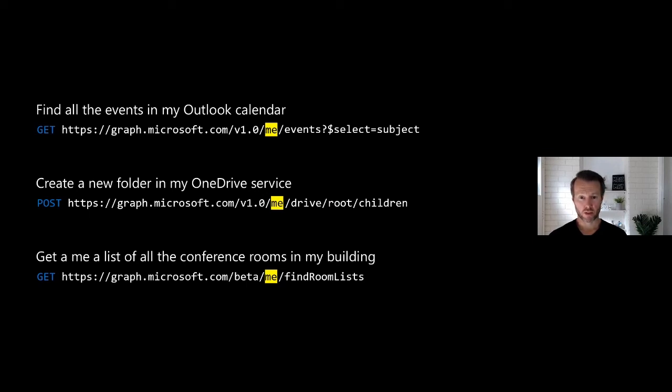And the last example there, if I want to get a list of all the conference rooms in my building, I can just use /me/findRooms, because the Graph knows about me, it knows what building I'm in, therefore it can find other rooms inside of that building. But as you can see, it's very much centered around me.